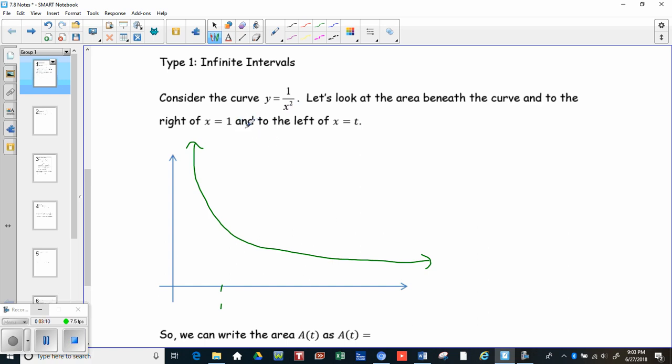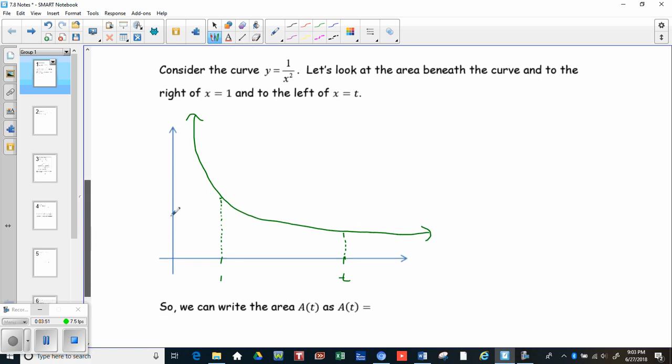Again, we're going to look at the curve and the area beneath the curve between x equals 1, which is right here, and x equals some value t. I don't care what the value of t is, we'll call t right here. Now what you should see is that we should be able to integrate this whole area in here. That should not be a problem. It's a finite area. I'm going from 1 to some value t. I should be able to take its antiderivative and do the integral and everything we need to do to find the area.